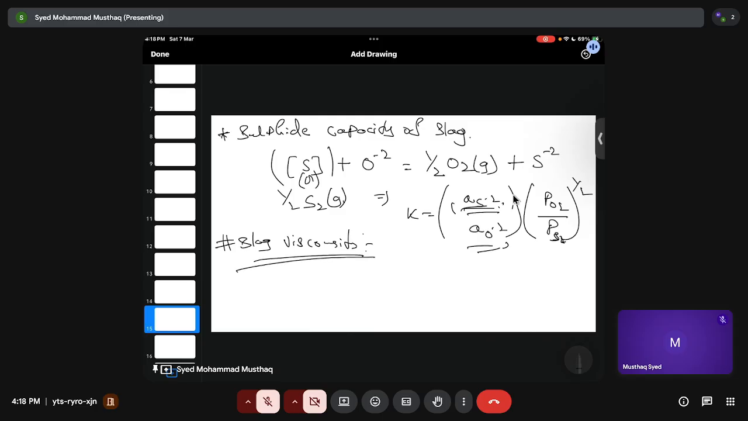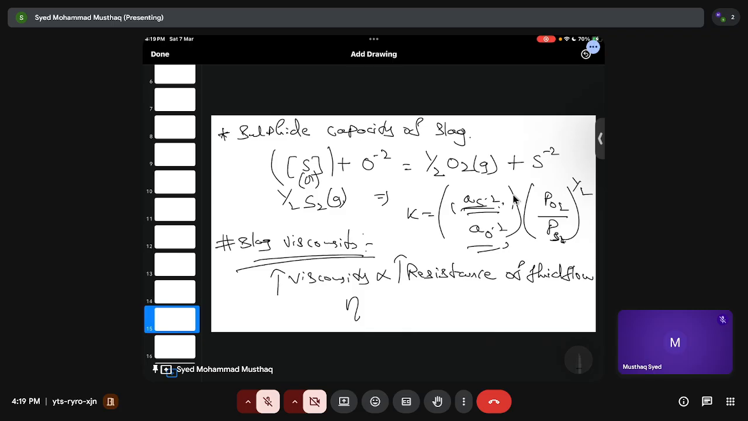Viscosity is nothing but resistance to flow. If viscosity is high, resistance to flow is high, which means the fluid cannot flow freely. Viscosity is directly proportional to the resistance to fluid flow. So if viscosity is high, resistance to fluid flow will be high, so it cannot flow. Viscosity can be measured in poise, represented as eta, or in centipoise.